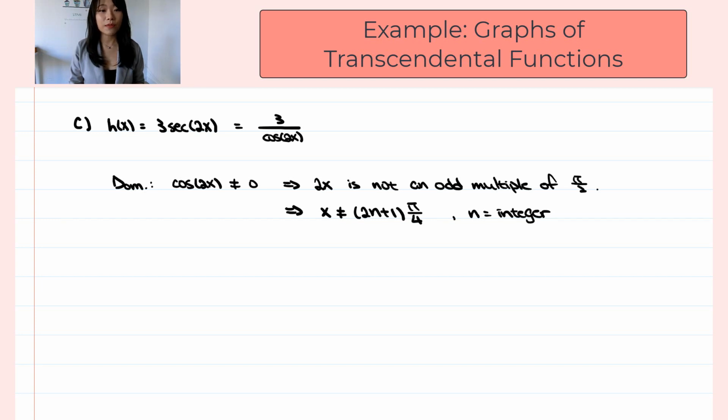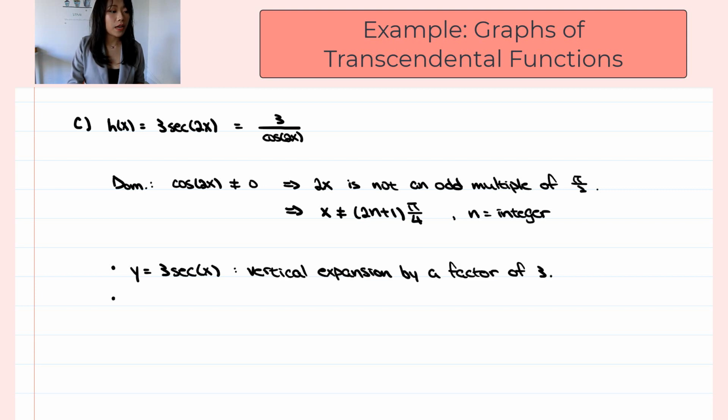Then let's find the types of transformations the function has. The first type of transformation is a vertical expansion because we have a 3 that is multiplied outside of the function. So if y equals 3 times secant of x, we get a vertical expansion by a factor of 3. Then the next step is we multiply 2 to the input. So if y equals 3 times secant of 2x, we are multiplying a constant that is greater than 1 to the input. That means we have a horizontal compression by a factor of 2.